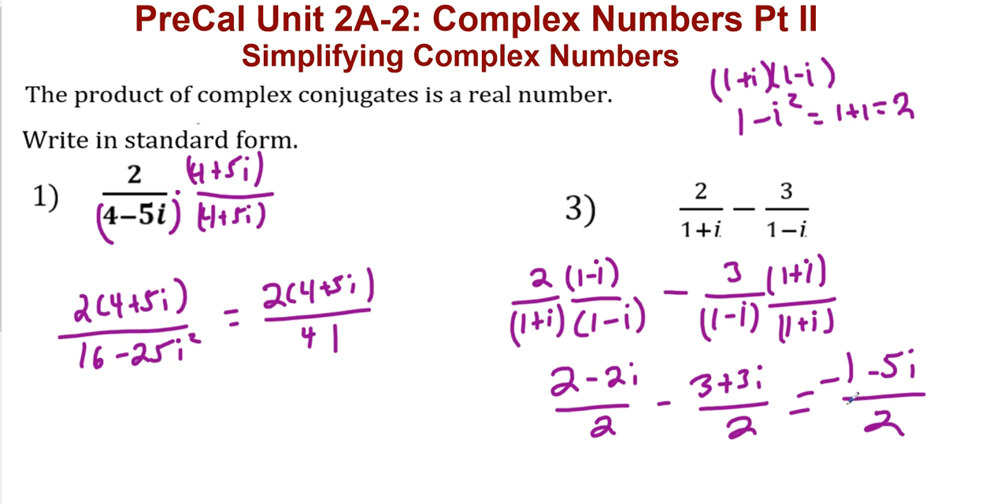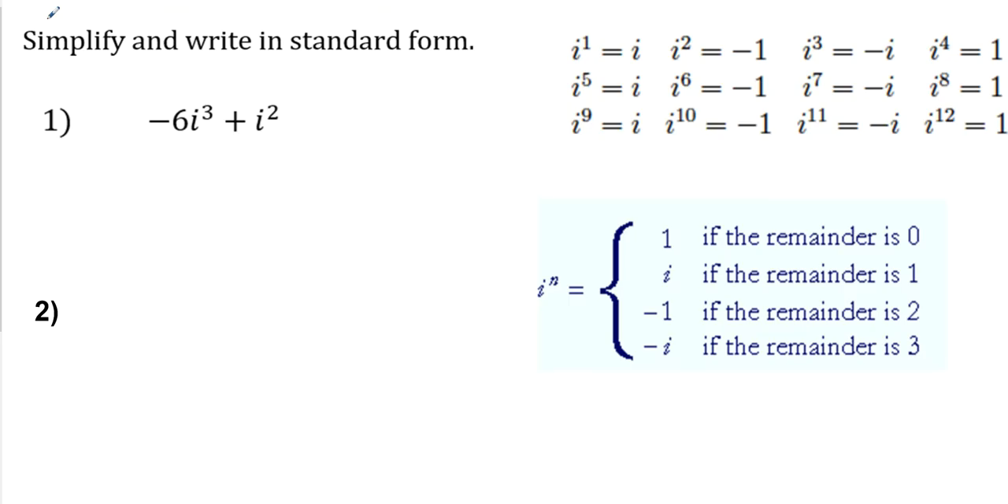So let's continue and look at a couple more interesting problems. So now we're going to simplify and write in standard form, but let's visit this first. It's a good idea to have this memorized, or at least be able to recreate it. So look at the pattern here. i to the first is just i, i to the second is negative 1. We talked about these previously. i to the third comes to be negative i, i to the fourth becomes 1. So let's take a look at the pattern. We go to 5 and we go back to i, 6, negative 1, and so on.